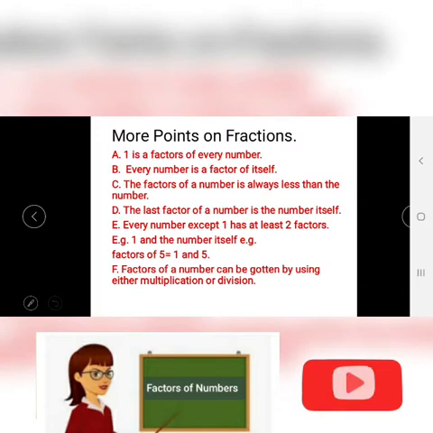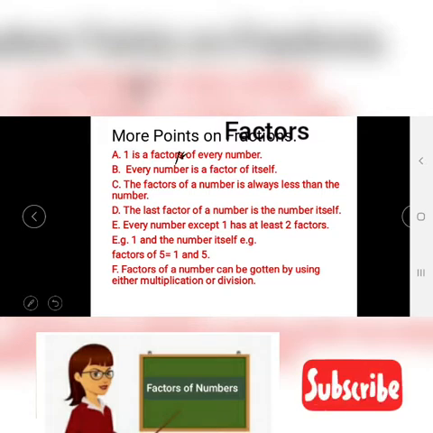Let us look at these points. I need you to take note of this very point. 1 is a factor of every number. That means that 1 can go through any number without any remainder. So that's the reason we say 1 is a factor of every number. Every number is a factor of itself. When you divide a number by itself, it gives you 1 without any remainder. The factor of a number is always less than or equal to the number. Just like this.